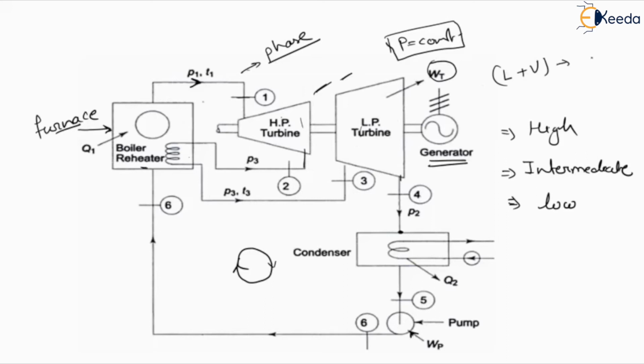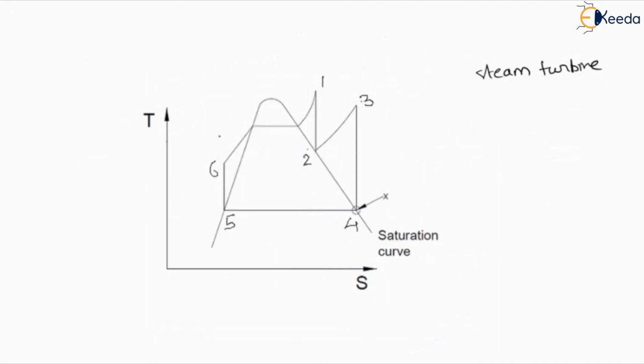If we are converting liquid plus vapor into complete vapor, it will again convert the vapor into liquid plus vapor. So at one time we have to provide constant mass, or the mass flow rate should be constant in both the turbines, isentropically. And here we can draw the TS diagram or PV diagram.